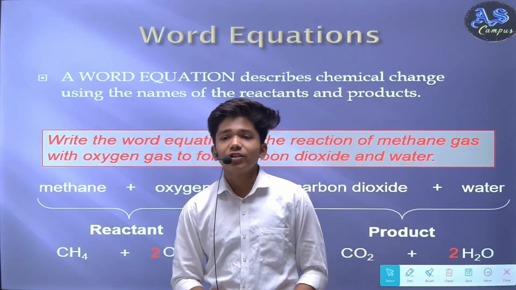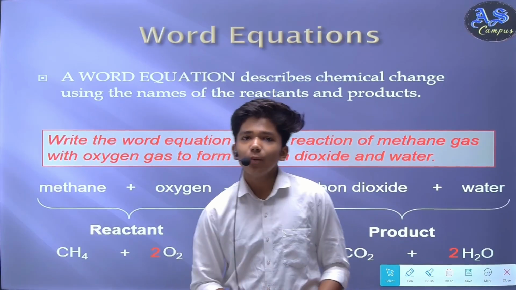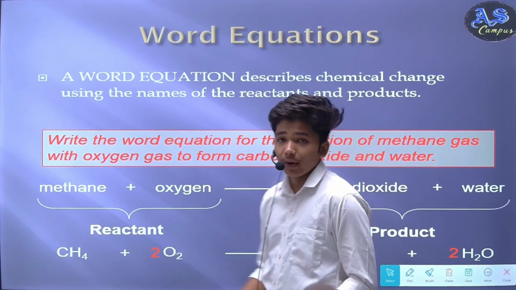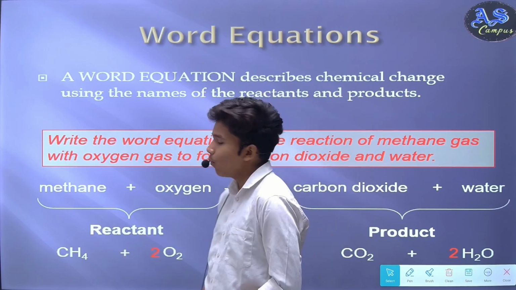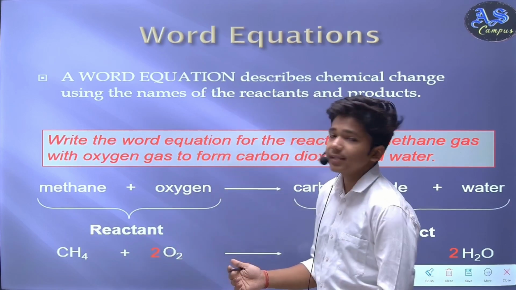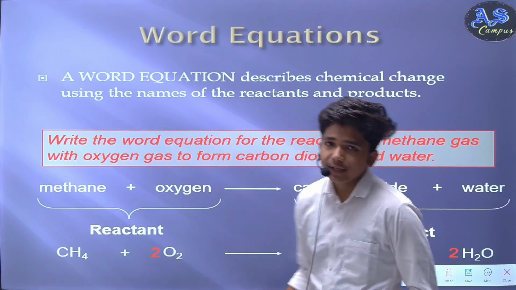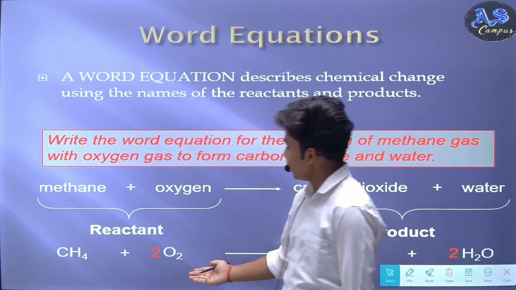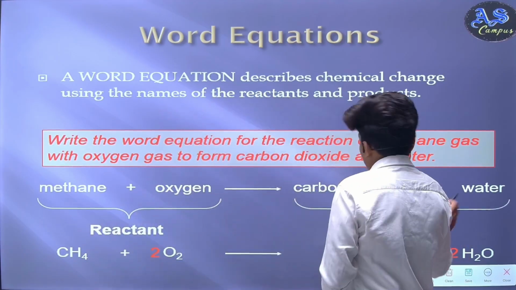So an equation can be written in 2 forms, word equation and chemical equation. A word equation involves the full names of the chemicals in it. For example, hydrogen plus oxygen gives water, and in the chemical form we can write it as H2 plus O2 gives H2O. Here is an example of the reaction of methane and oxygen. When methane and oxygen react, they give carbon dioxide and water. Methane CH4, oxygen O2 gives carbon dioxide CO2 and water H2O.